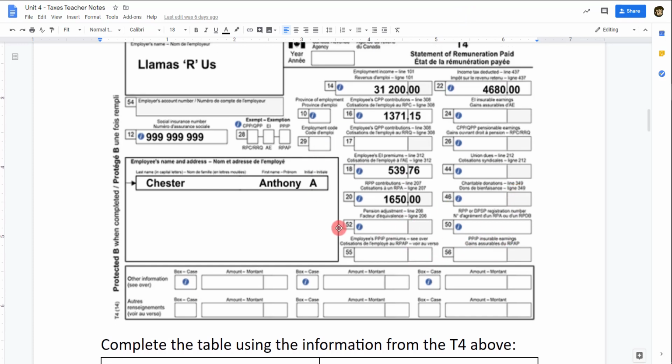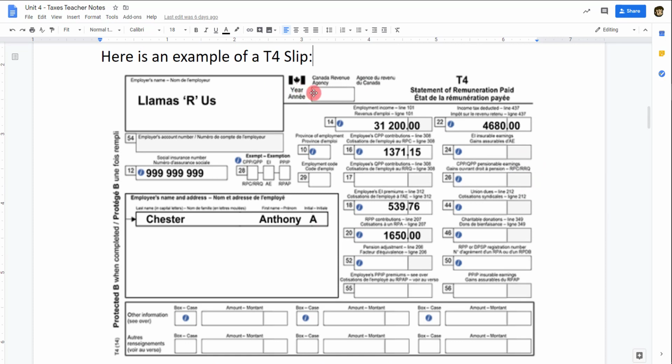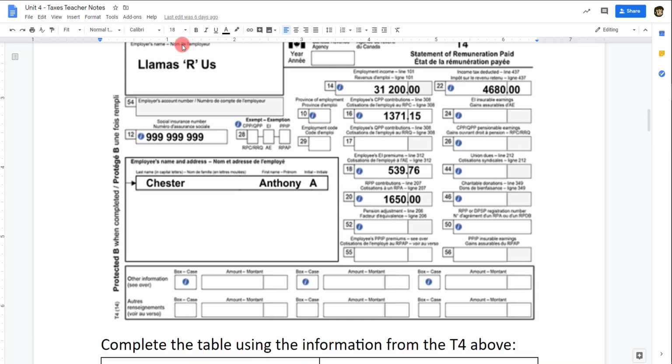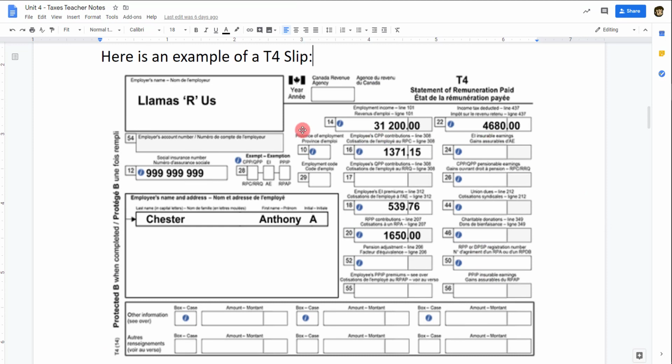This is actually a pretty accurate representation. The year would be filled in. That should say 2018 because this is taken from a 2018 tax package. Although the T4s haven't changed that much from the time of recording this in 2020. I believe they're still the same.